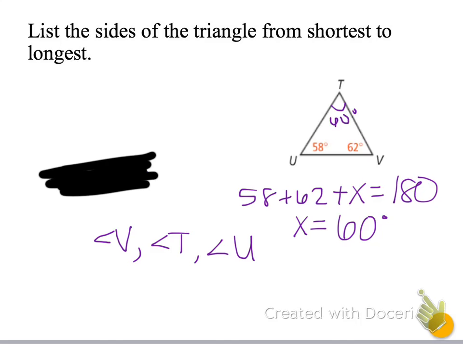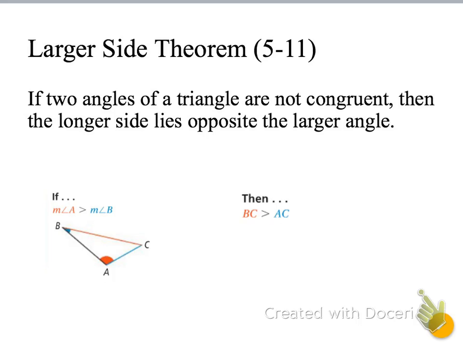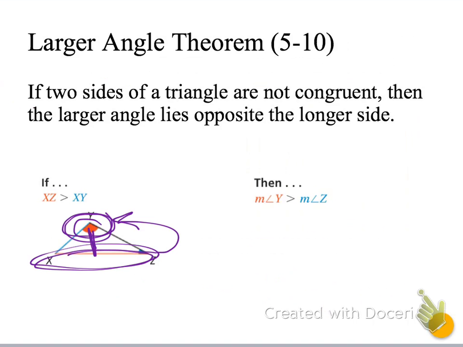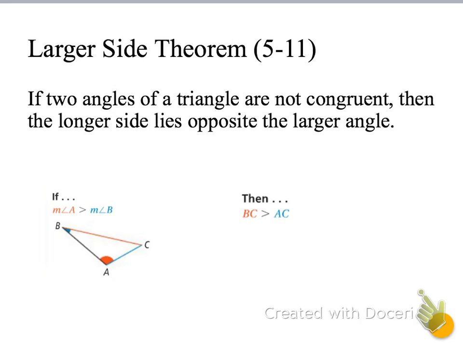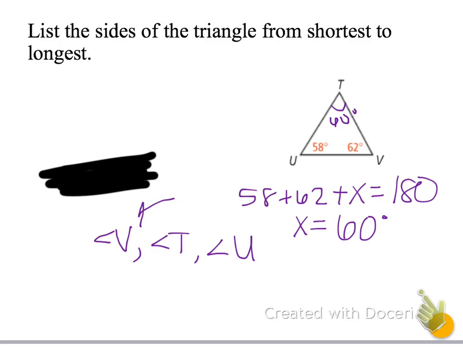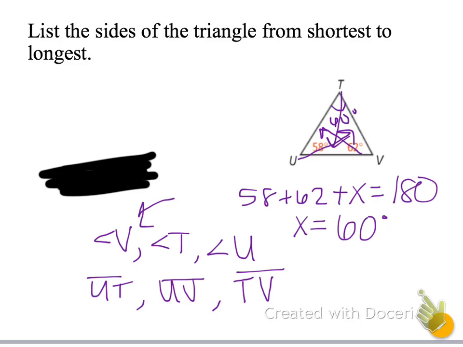So, like we said on the previous one, the larger angle is always across from the larger side. So we're going to do it. The larger angle, which we said was angle V, should be across from the larger side. So angle V is across from UT. Angle T is across from UV. And angle U is across from TV. So you're just going to write them respectively.